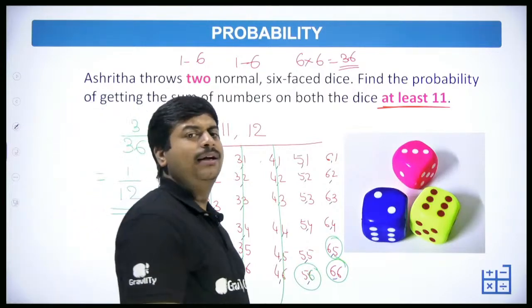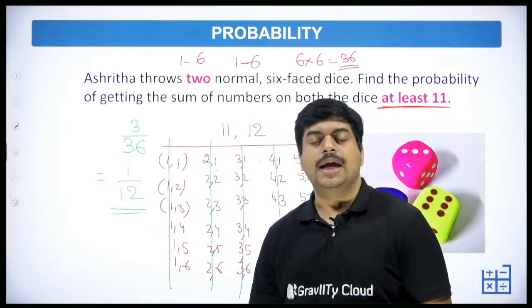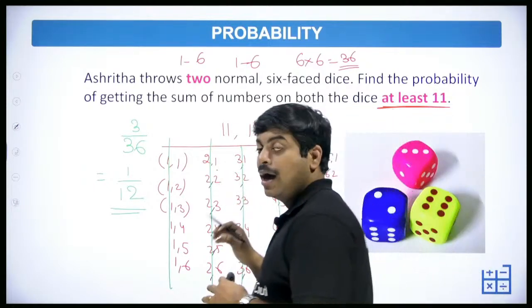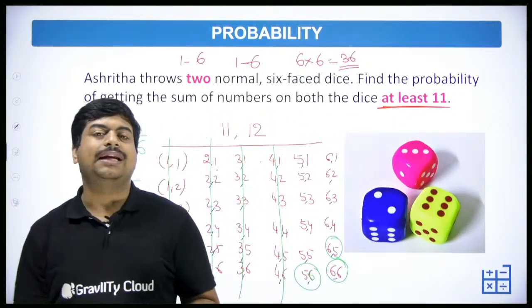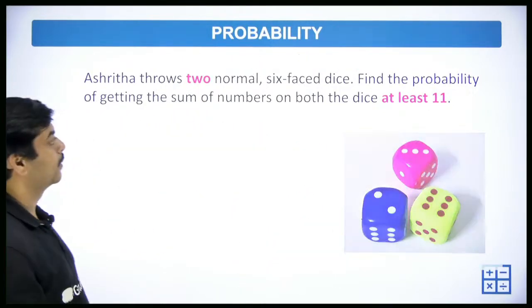1 by 12, you can leave it like that, or you can try to bring that into decimal numbers by dividing 1 by 12, right? So that is how you can bring all these cases. We totally get 36 cases here, right, for 2 dice. Next one.